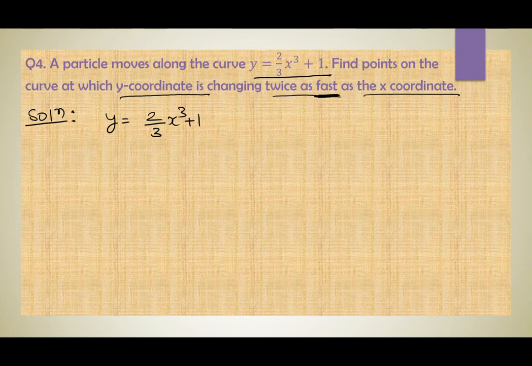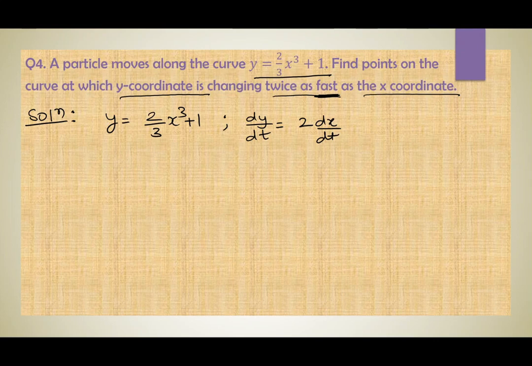Now you also have the rates given. It is given that the y coordinate is changing twice as fast as the x coordinate. So dy by dt is equal to twice as fast as the x coordinate. Okay, so dy by dt is 2 dx by dt.